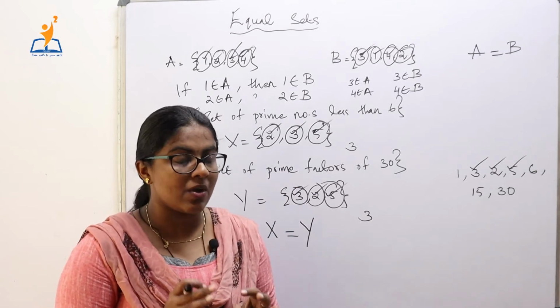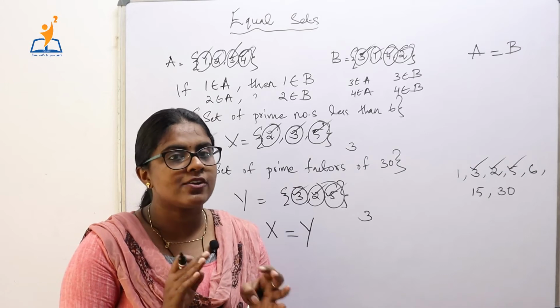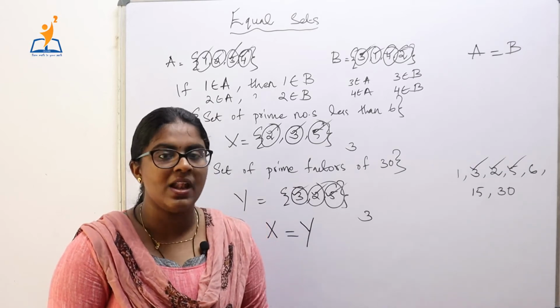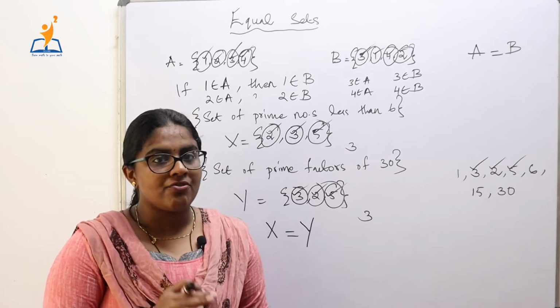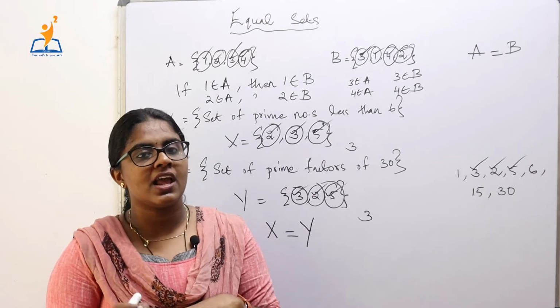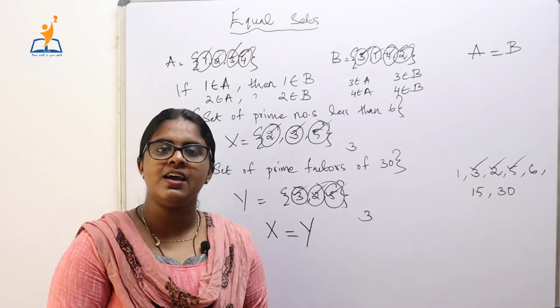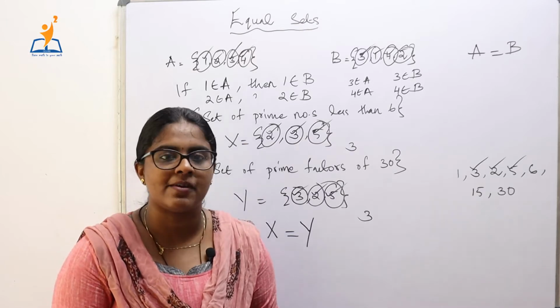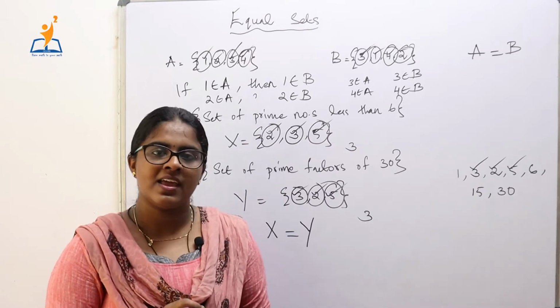So when are two sets called equal sets? Two sets are said to be equal if every element of the first set is in the second set, and every element of the second set is in the first set, and also the cardinality or the number of elements of both the sets are equal.